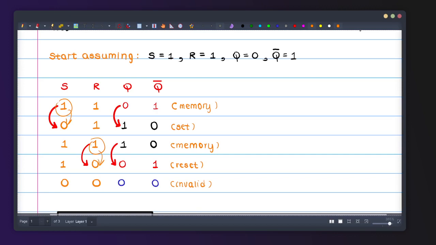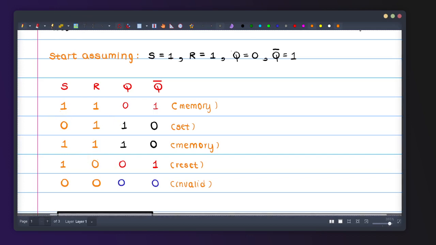Ones change to zeros. Therefore, we call this active low, which means that the gate or circuit activates when the inputs are low, not when they are high. When they are high, which means they are both ones, it stores the data, it doesn't do any changes. But when one of the inputs turns 0, it makes changes. So if the set input changes to a 0, it sets the value. If the reset input changes to a 0, it resets the value.